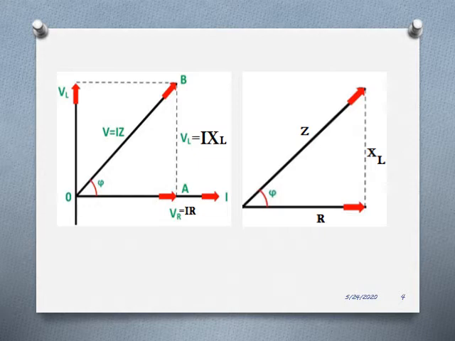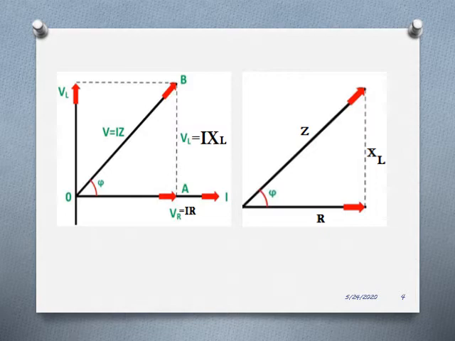So, OA is the voltage across the resistance, which is in phase with the current I. So both of them are drawn in the same alignment. Whereas AB is the voltage across the pure inductor, VL, that is I into XL. When it comes to an RL series circuit, the total voltage will be the vector sum of resistance and inductive reactance. Therefore, V is equal to IZ, the hypotenuse term. OB will be the resultant voltage of an RL series circuit, which is making an angle phi.